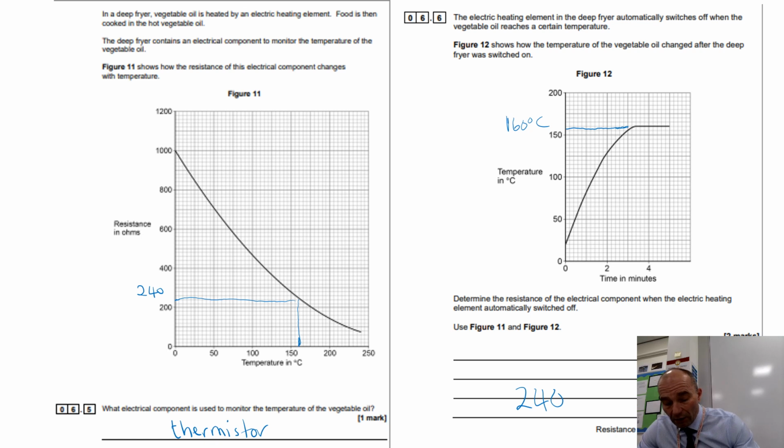If you made a note of the 160 degrees centigrade but you didn't get the correct resistance number, you could still pick up a mark just for that. But this is quite a lot of work really for 2 marks, because you have to read off 2 different graphs. Well done if you got both marks.